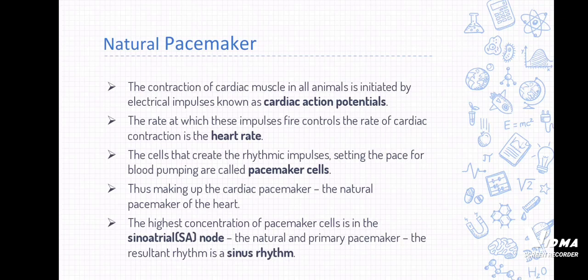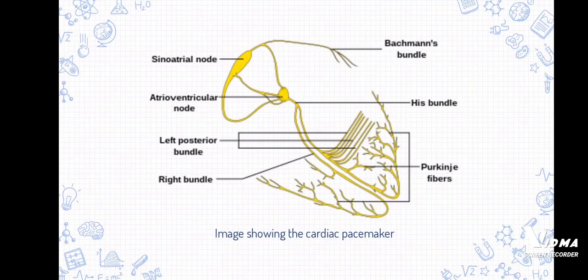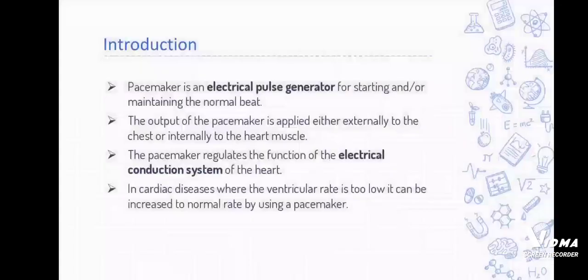The sinoatrial node of the heart is known as the natural pacemaker, since it has pacemaker cells which produce rhythmic impulses at regular intervals, known as the heart rate, and it helps in the contraction of cardiac muscles, known as the cardiac action potential. Generally, the electrical impulses are produced in the sinoatrial node and forwarded to the atrioventricular node and to the His bundle, where they are spread using Purkinje fibers.